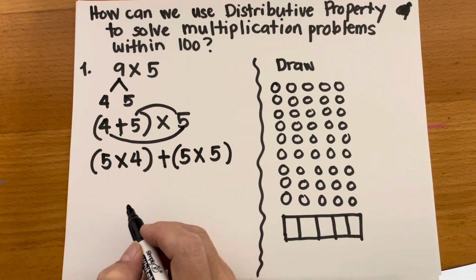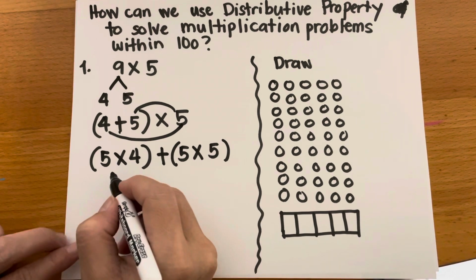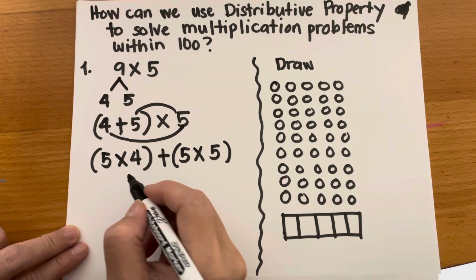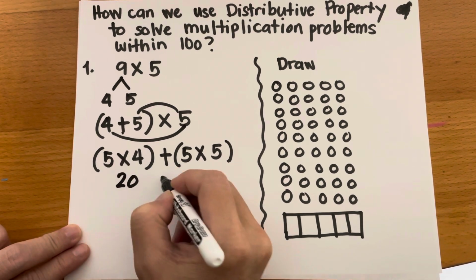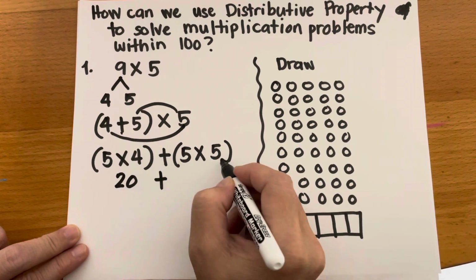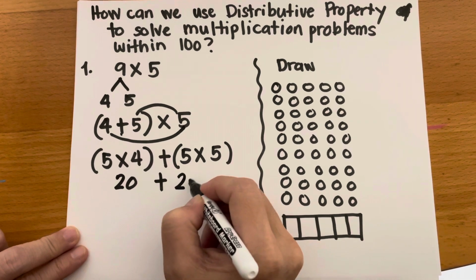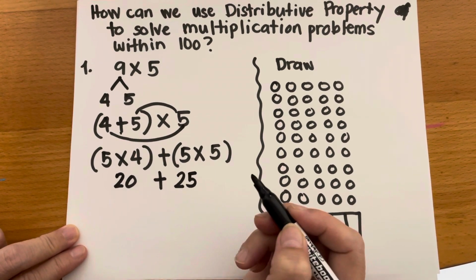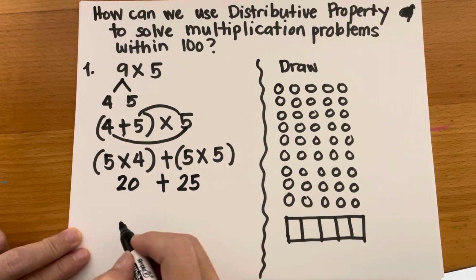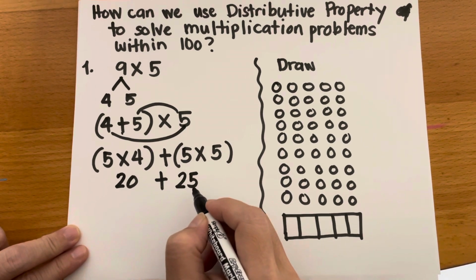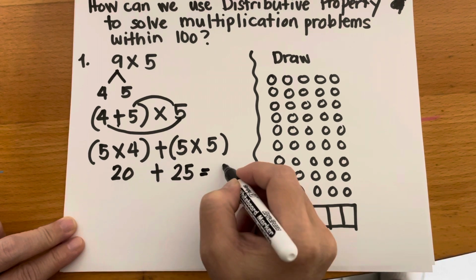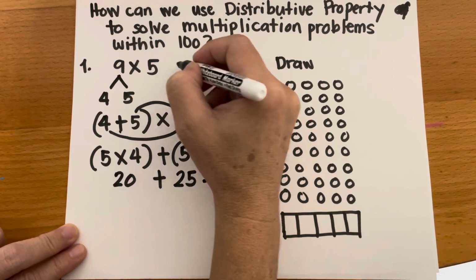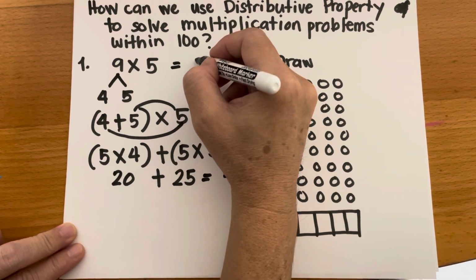Step number 4, add the partial products. 5 times 4 is 20, plus 5 times 5 is 25. So add 20 and 25, that means 45. So 9 times 5 is 45.